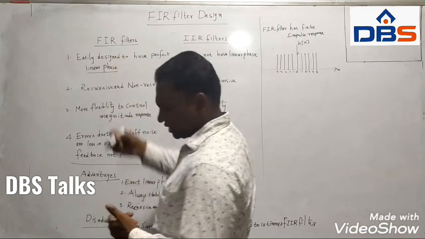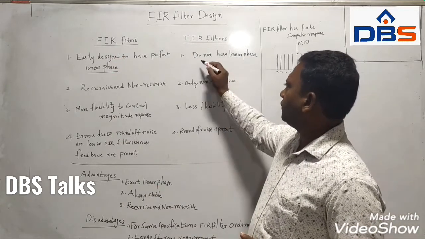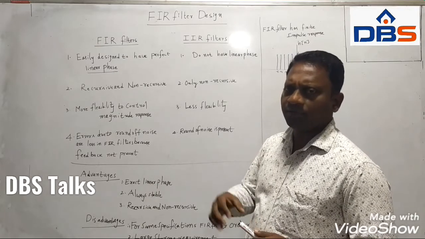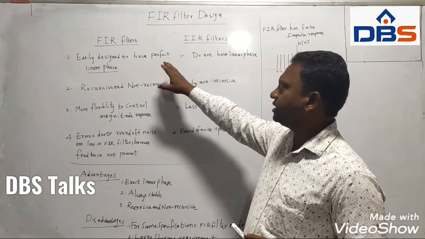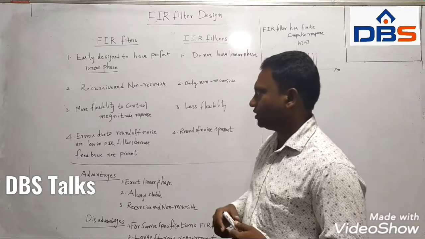Okay, so we can design the FIR filters with a linear phase, but in IIR filters we don't have linear phase characteristics. That is the important difference. FIR filters can be easily designed to have a linear phase. IIR filters do not have a linear phase.